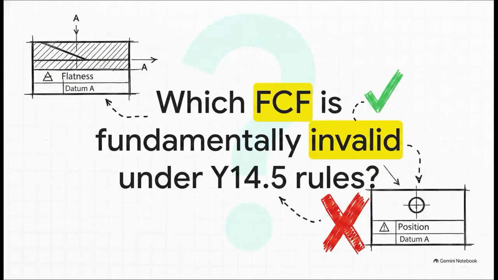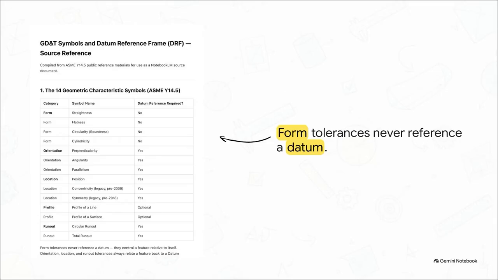Time for another rapid-fire check. We have 2 callouts pointing to different features here. A flatness callout referencing datum A, and a position callout referencing datum A. One of these is fundamentally breaking the laws of GD&T. Which one is it? If you caught the flatness error, phenomenal job.